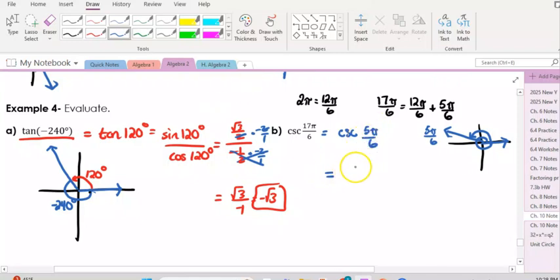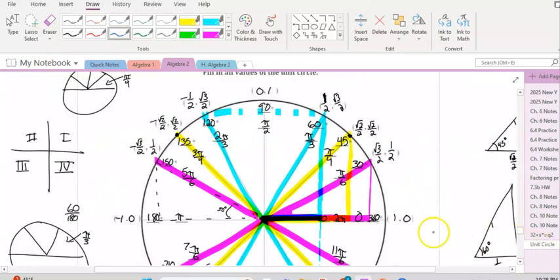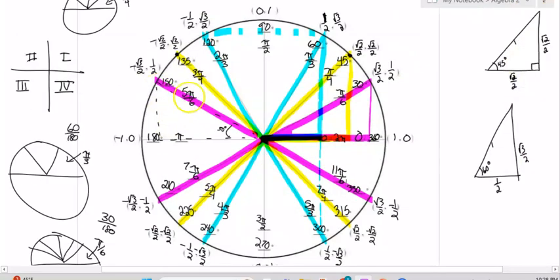Now I know that cosecant is 1 over sine. So if I can figure out what the sine of 5 pi over 6 is, then I can totally figure out what the cosecant of 5 pi over 6 is. All right, and so for 5 pi over 6, I'm going to go look on my unit circle, and I'm looking for a sine. So let me make this bigger. 5 pi over 6 is right here. And the point that goes with 5 pi over 6 is this. And sine is the y value. So 1/2 is the sine of 5 pi over 6.